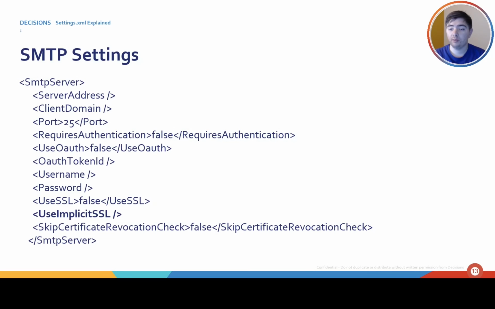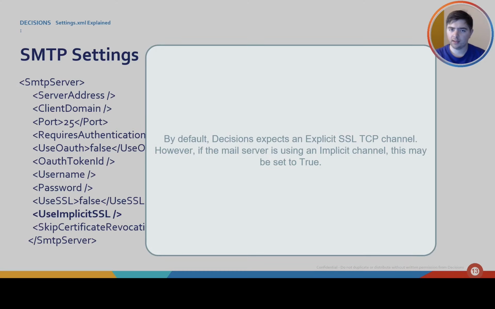There's also implicit SSL. Implicit SSL is interesting in that it can be configured to true, false, or null. Decisions by default has this set to null, but you will once again have to check the SMTP server for the proper use of the settings.